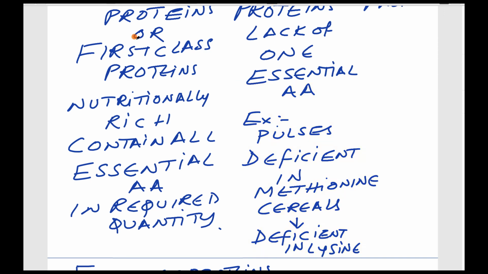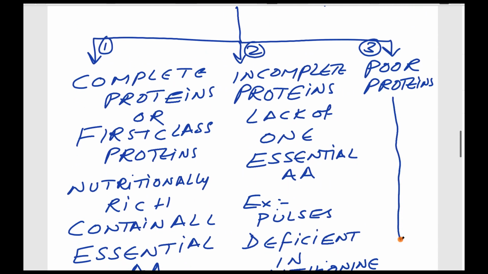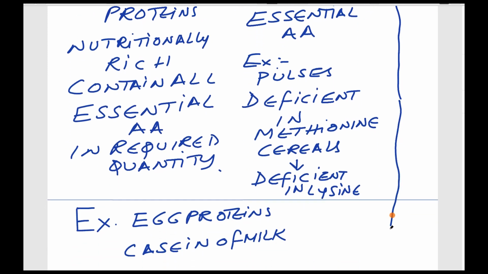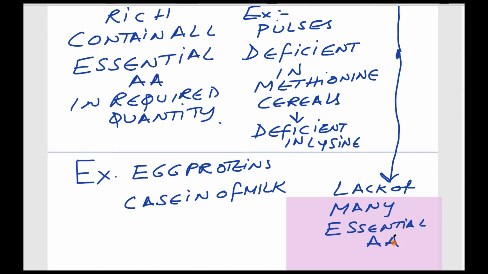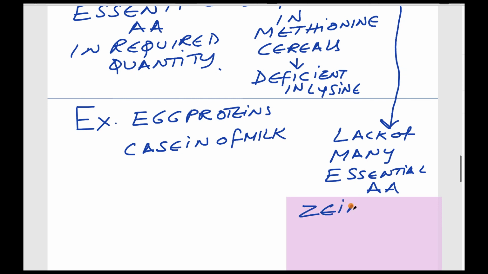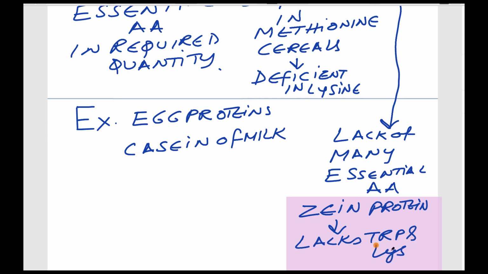The third one is poor quality proteins, which lack many essential amino acids. For example, gene protein lacks tryptophan and lysine. This is about the classification based on nutritional quality.